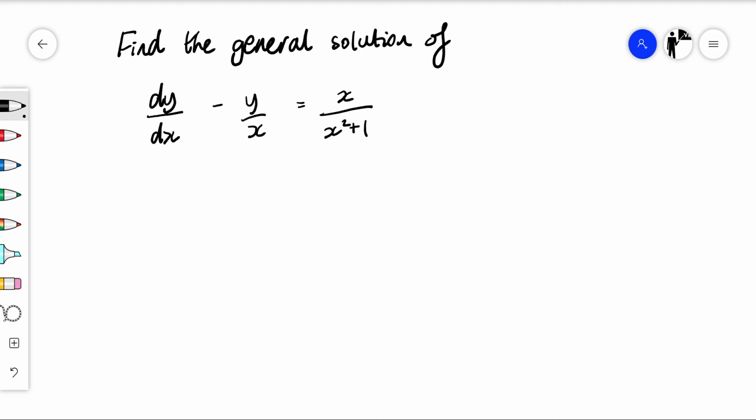Right, this is example 4 on finding the general solution of a first order differential equation. So step 1, we need to make sure it's dy by dx, which it is. So step 2, we write down what p of x is and what q of x is. So p of x is the thing that multiplies y. Okay, so the thing that multiplies y here is going to be minus 1 over x. And q of x is my expression on the right hand side, x squared plus 1.